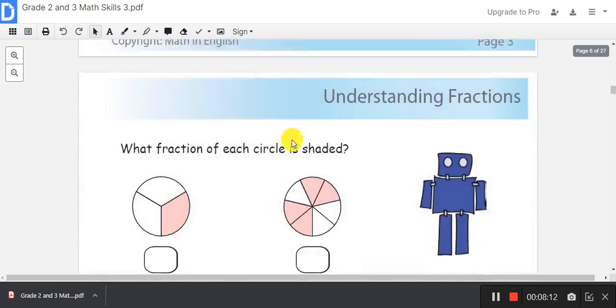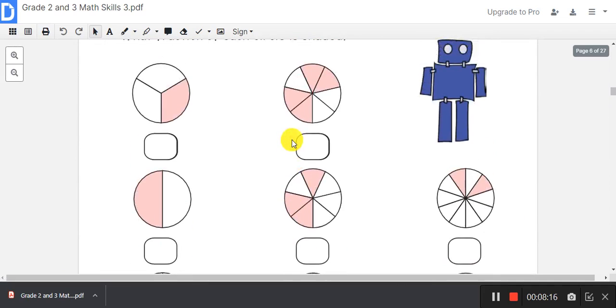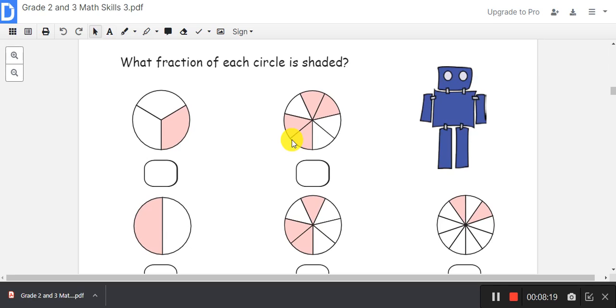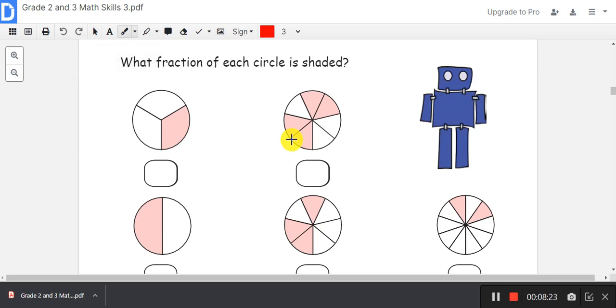Going down, I'm going down to the robot page. This is page 4. I'm going to go to my text box or draw freehand. It's up to you. I'm going to do freehand because I have my little pad here. What fraction of each circle is shaded? This one, remember, we have 3 parts: 1, 2, 3. Which one is shaded? Only 1. So 1 out of 3. That's the answer.